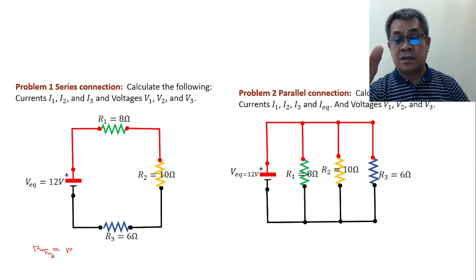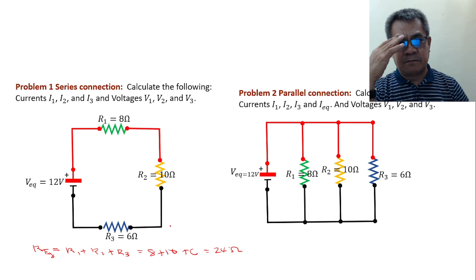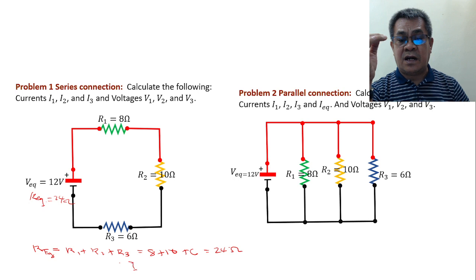Okay, so it should be R1 plus R2 plus R3, and this must be equal to 8 plus 10 plus 6, and the answer is 24 ohms. Okay, so since we have already the R equivalent, then we can solve for what? Because R equivalent is equal to 24 ohms, then we can now solve for I equivalent.